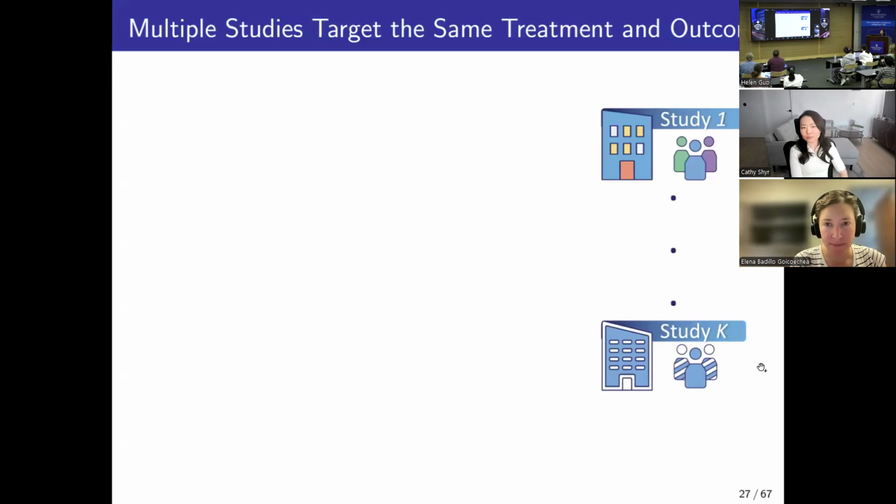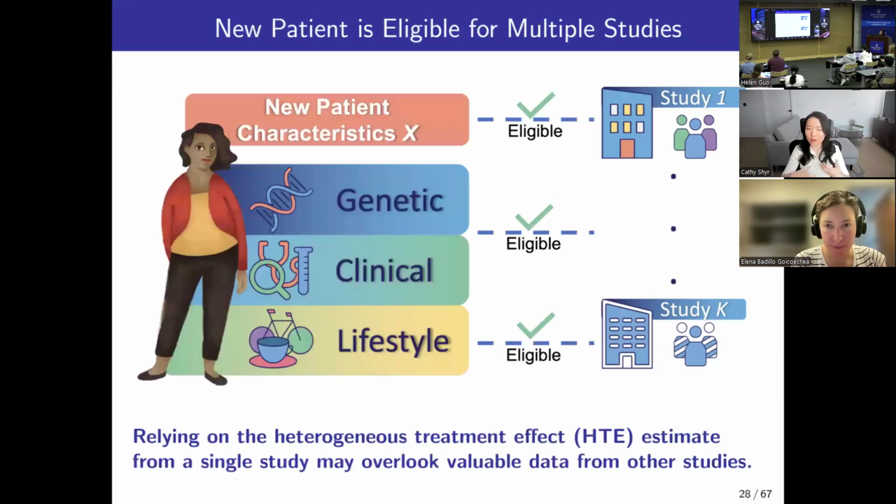All right, so as I've alluded to before, with the increased availability of multiple studies, we're seeing more data sets that are looking at the same treatment and outcome. Now, when a new patient walks into the clinic, he or she did not participate in any one of the case studies. However, based on her characteristics, she is eligible for them based on her X. So I'll give everyone an example of when this could happen in practice.